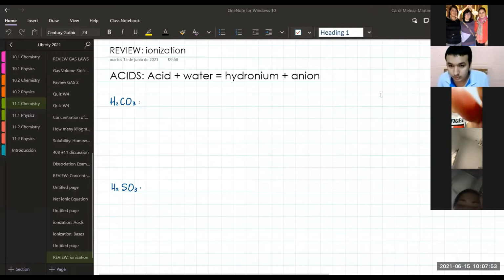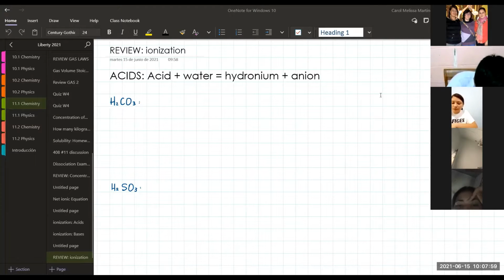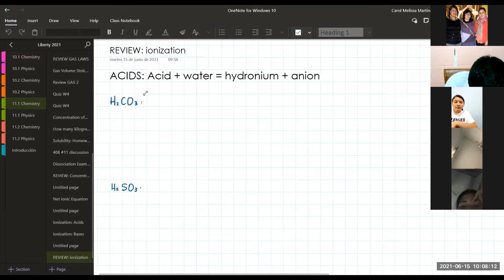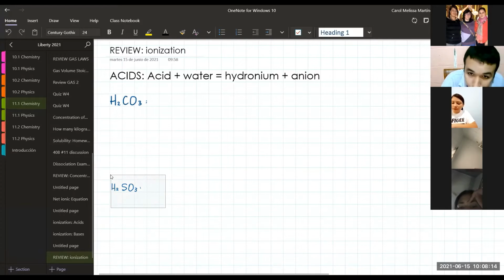Take a look. About ionization, we have acids, okay? We have the ionization of acids and we have the ionization of bases. So in this moment, we're going to focus on the acids that are in the whiteboard, okay? I'm going to try to do them larger, the two of them.